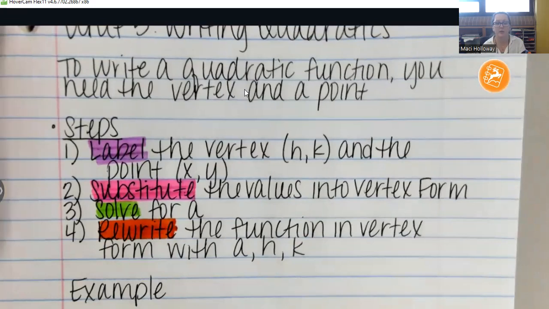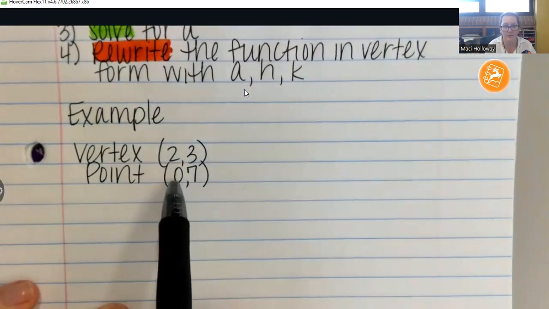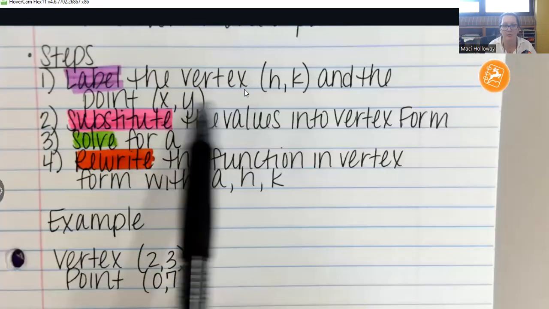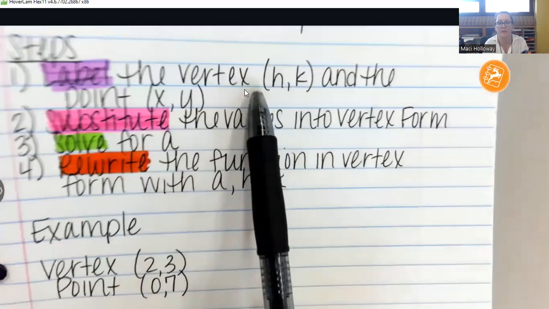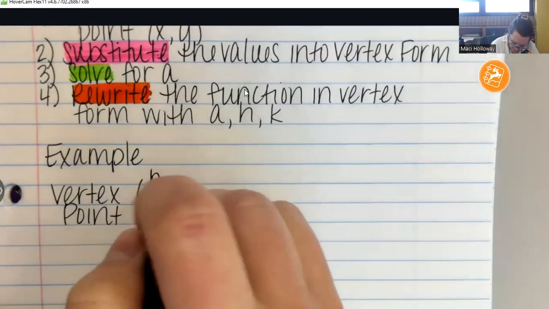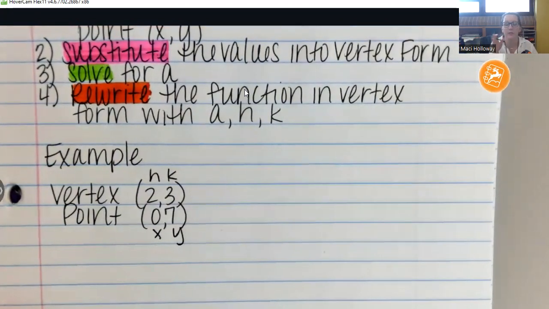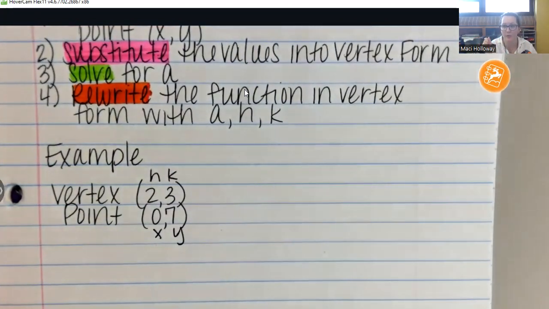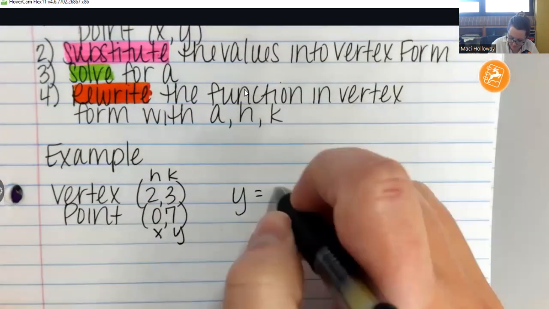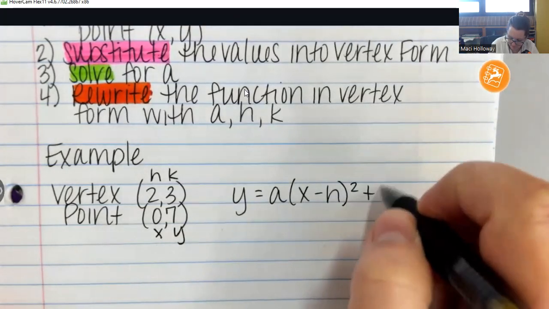So let's look at our first example here. Our first example tells us that the vertex is (2, 3) and that our point is (0, 7). My first step is to label the vertex h, k and the point x, y. So that's h and that's k, this is x and y. Our vertex is always h, k, and then the extra point we label x, y. Let's think about our vertex form: y equals a times x minus h squared plus k.